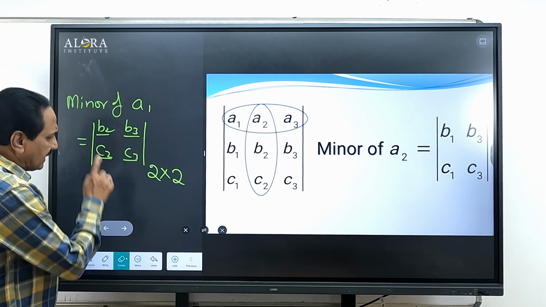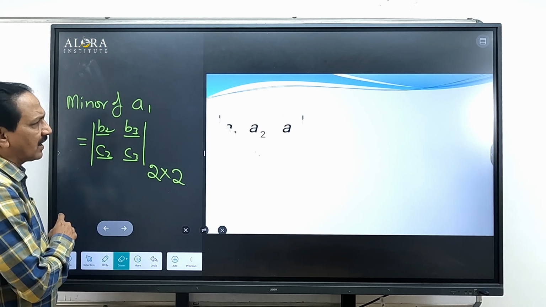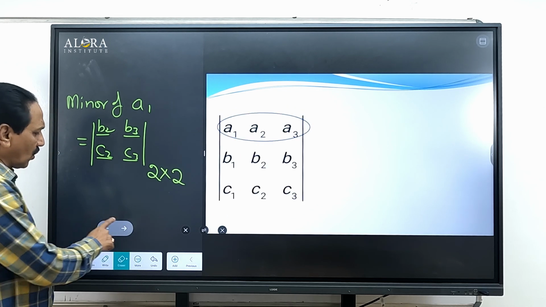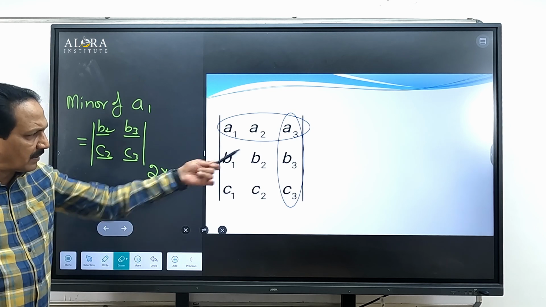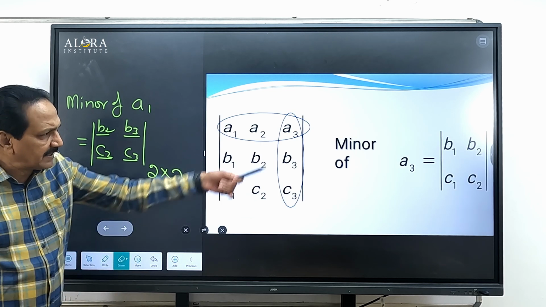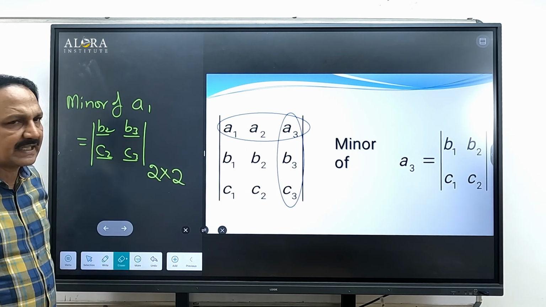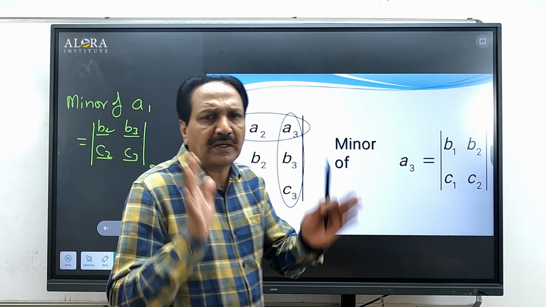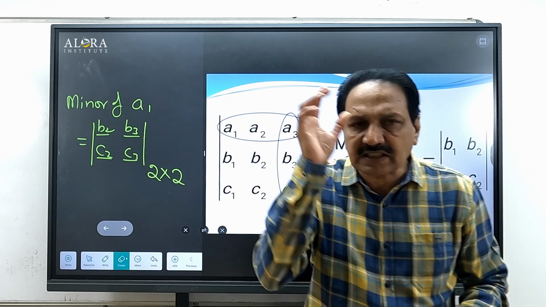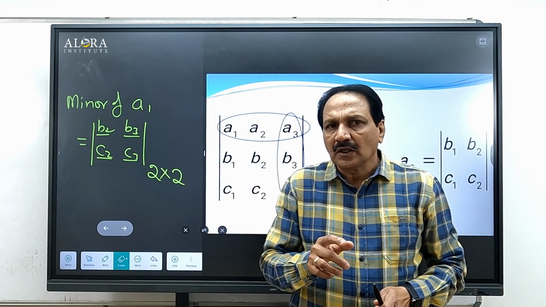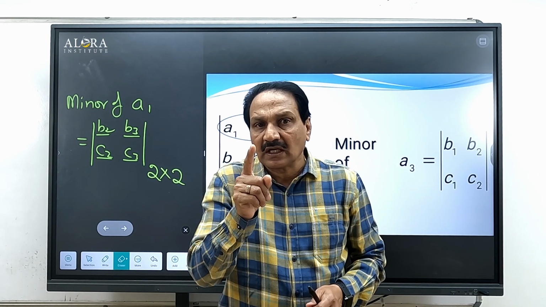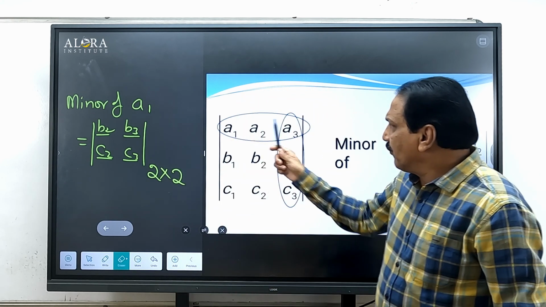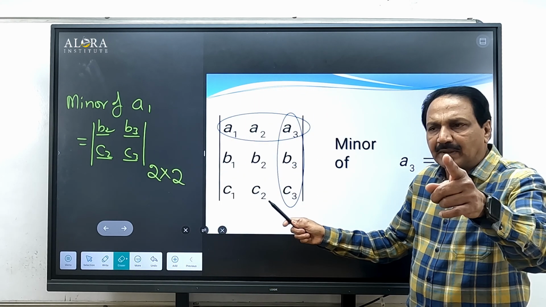Alright? Similarly, you can write the minor of A3. Close the row containing A3. Close the column containing A3. The remaining elements, if you write it in the determinant form, that's called as the minor. This is the simple technique. I will just repeat once again. You can write 9 minors. As I told you earlier, for every element of a determinant, you can write a minor.